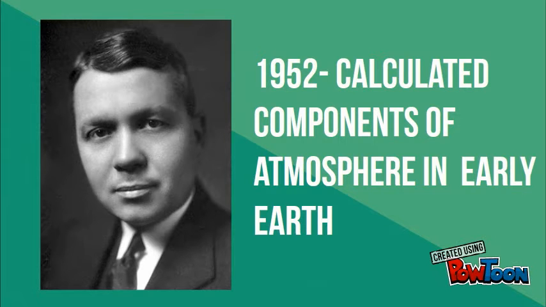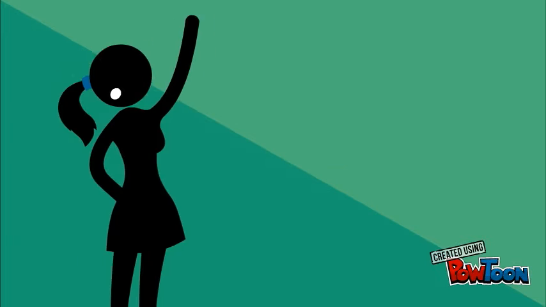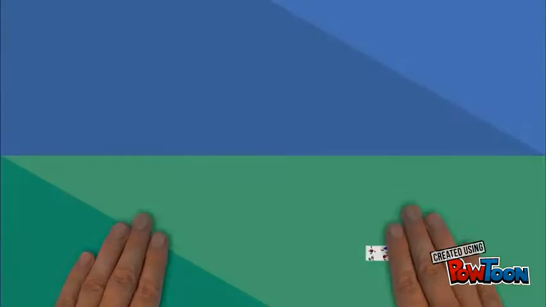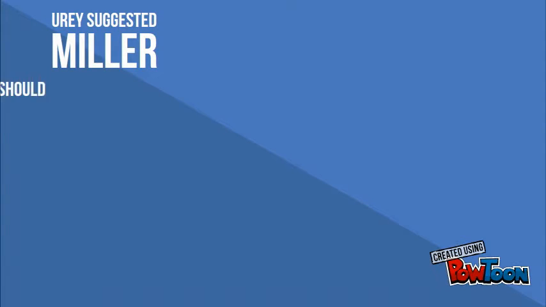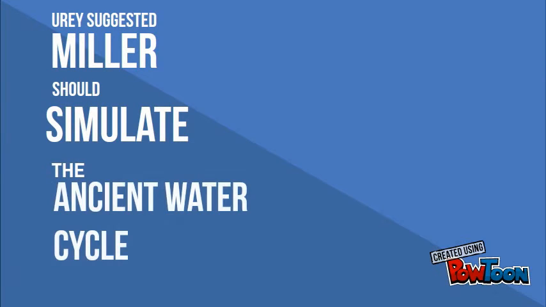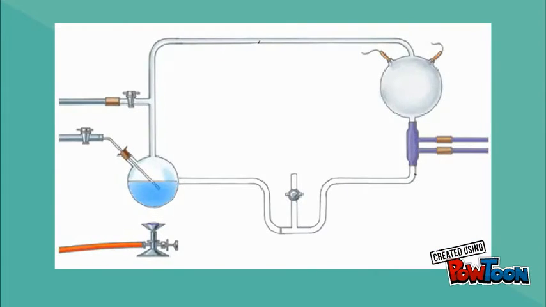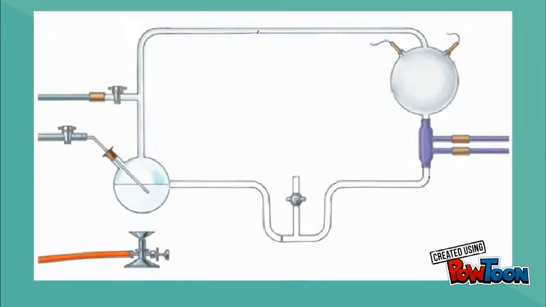He found that the main components in the atmosphere back then were methane, ammonia, hydrogen, and water. Next, Urey suggested Miller should try and simulate the ancient water cycle. With Urey's help, Miller built the apparatus. He added water to the apparatus and boiled it to simulate evaporation. A condenser allowed water to precipitate, simulating rain.